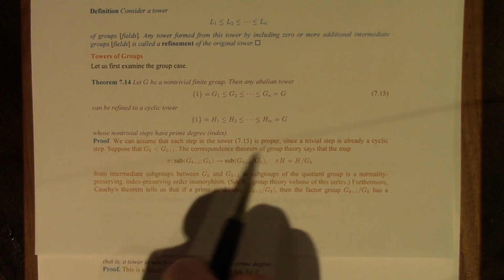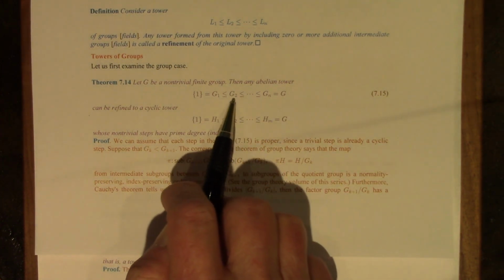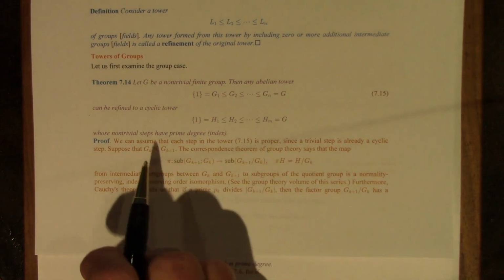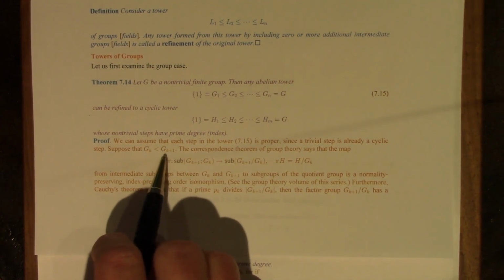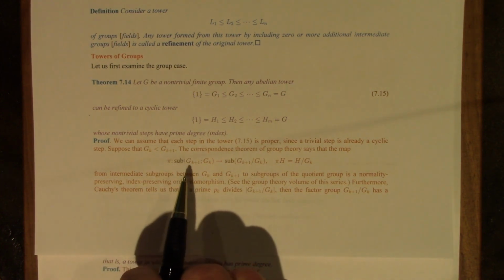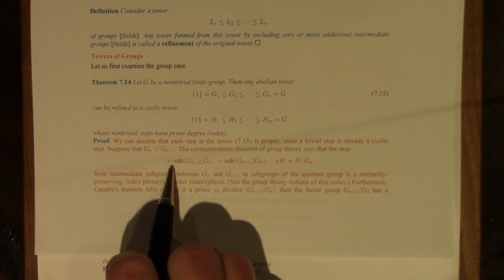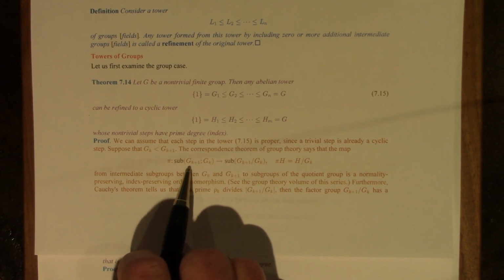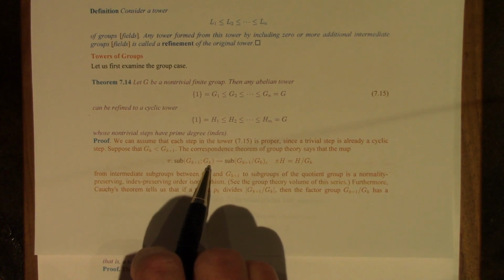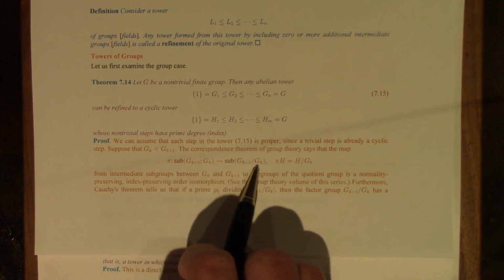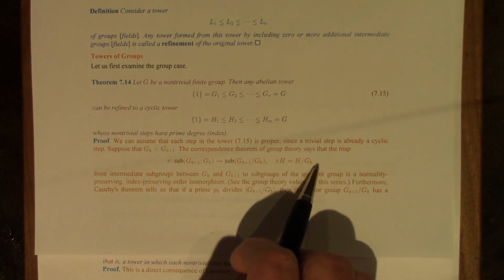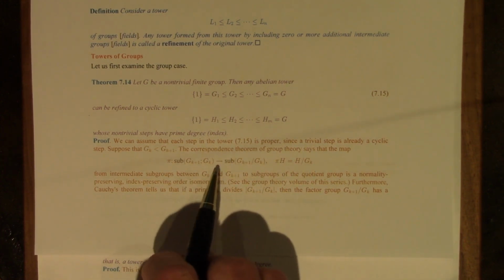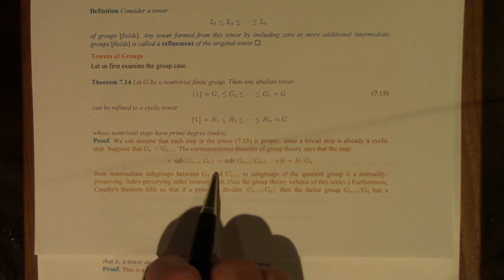As to proof, well, we don't have to worry about trivial steps. It's the proper steps that we're concerned with. Trivial steps are already cyclic. So suppose we have a step here, a non-trivial step. The correspondence theorem of group theory says that the map pi that sends the intermediate subgroups, the subgroups of G_{k+1} containing G_k, to the subgroups of the quotient, so it maps H to H mod G_k, is normality preserving and index preserving, and it's an order isomorphism.